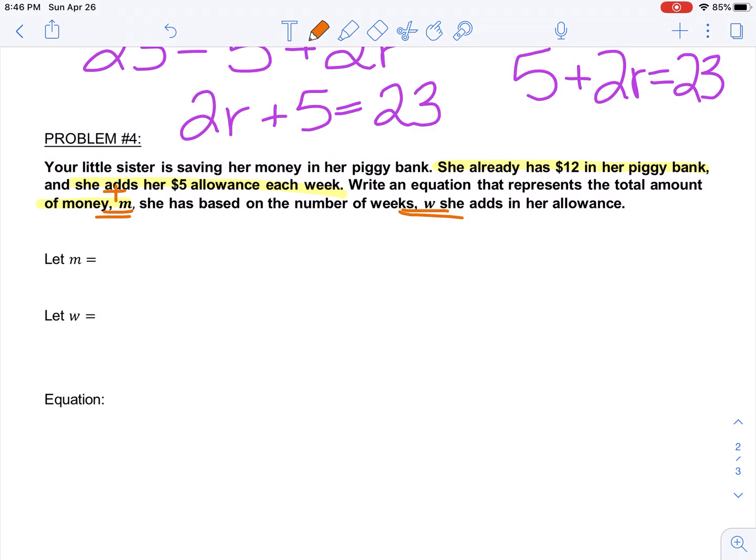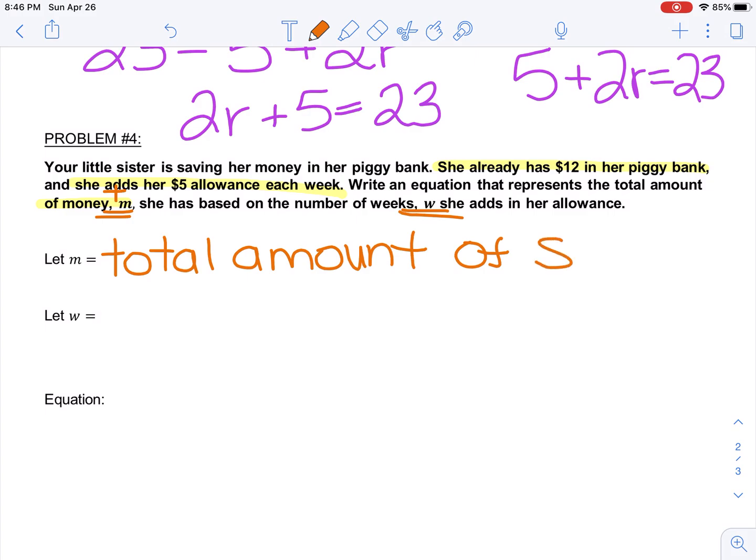So I've got my 2 variables. I've got let M equal the total amount of money. And I literally got that, guys, right from the word problem. Okay? And then W represents the number of weeks that she's putting that $5 in there. So W represents number of weeks.